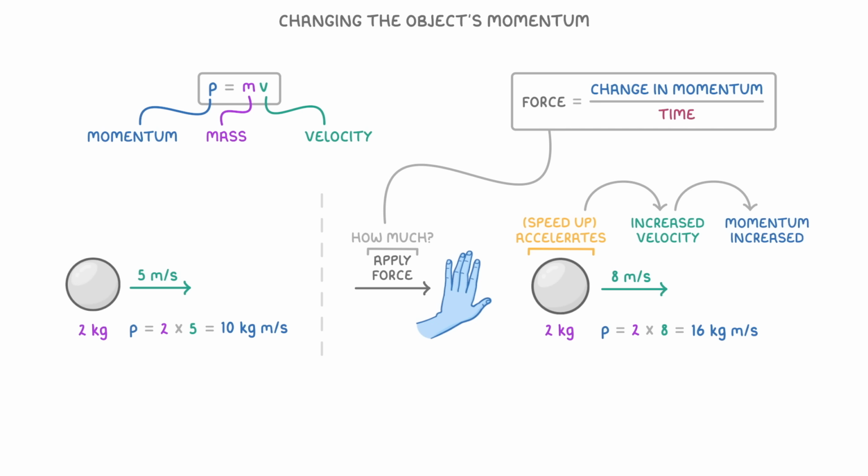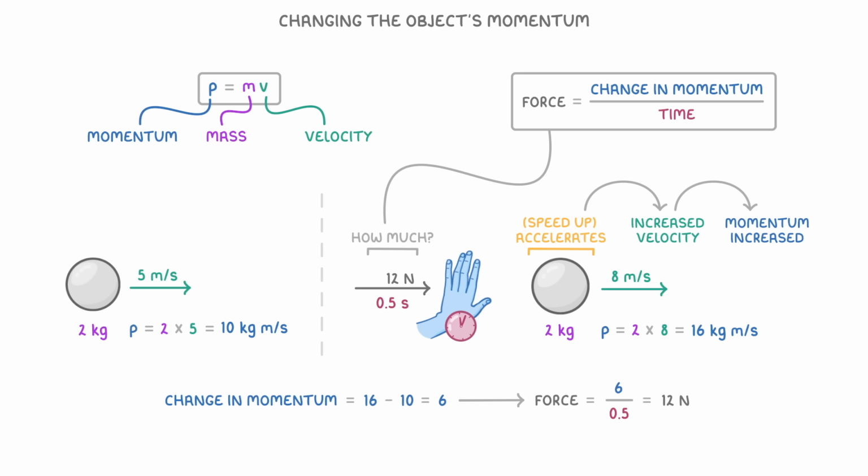So if we knew that the hand had applied the force over a period of 0.5 seconds, then to calculate the size of that force, we'd first of all need to work out the change in momentum, which would be 16, which is our final momentum, minus 10, which remember was the initial momentum of the object before it was hit. And this would give us a change in momentum of 6. And then we can just divide this change in momentum of 6 by the change in time of 0.5, and that would give us 12 newtons. So the hand must have applied a force of 12 newtons.